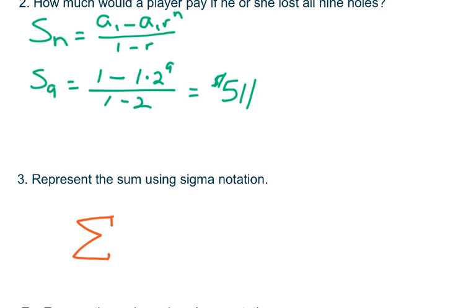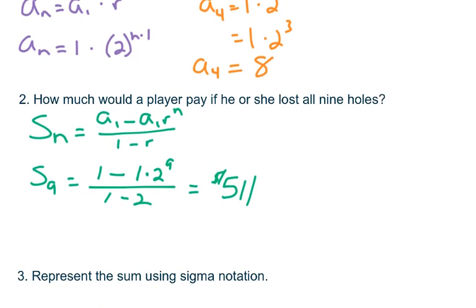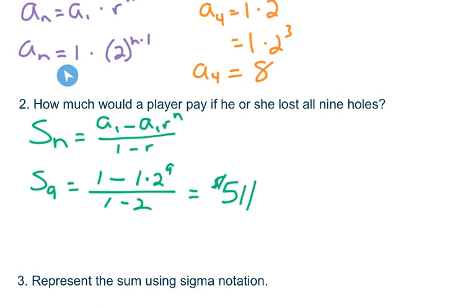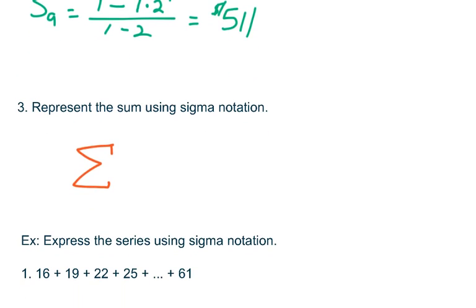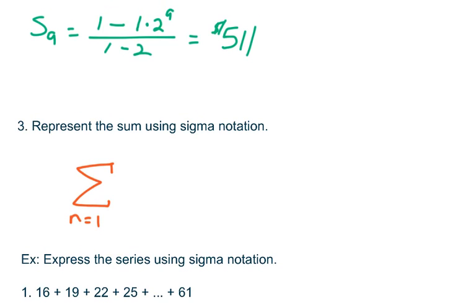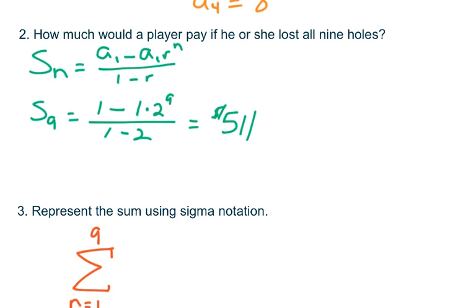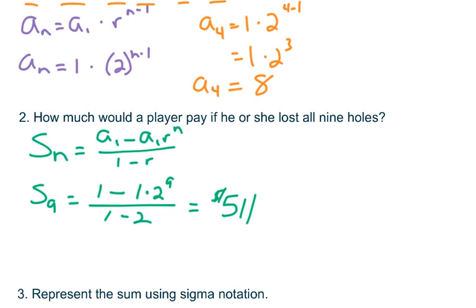So, sigma. We're starting with the first hole, so we're going to relate this back to our geometric formula here. Our first hole was n equals 1. Let me go back to my pen, n equals 1. The last hole, we're not looking for all of the terms, we're looking for the first 9 holes, so we're going to go up to 9, so the first 9 terms of our series, it would be series because we're adding them together, because we're looking to get to this. We're going to use this formula right here.